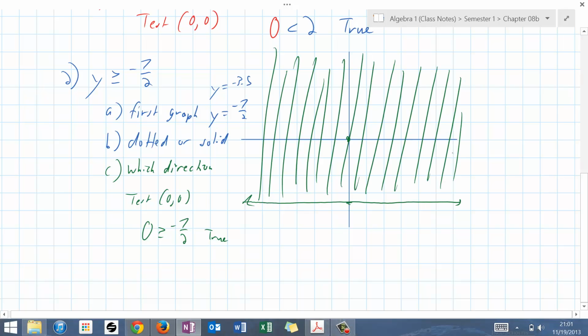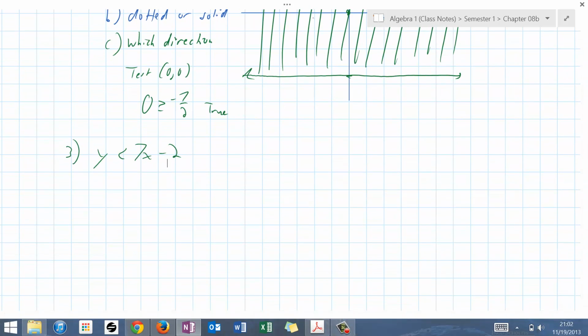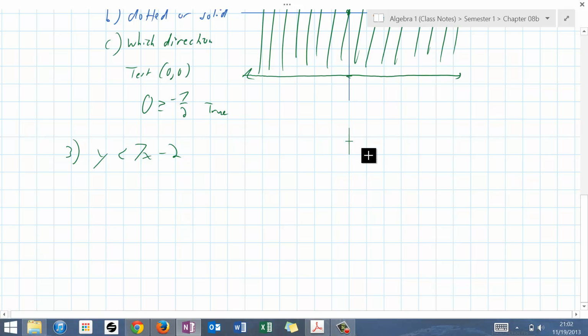Okay, so let's see how this works when we have a slant line. Let's do y is less than 7x minus 2. So 7x minus 2 is going to be a pretty steep slope. I'm not going to put ABC now, but I'm just going to do it. So we're going to put a graph down.